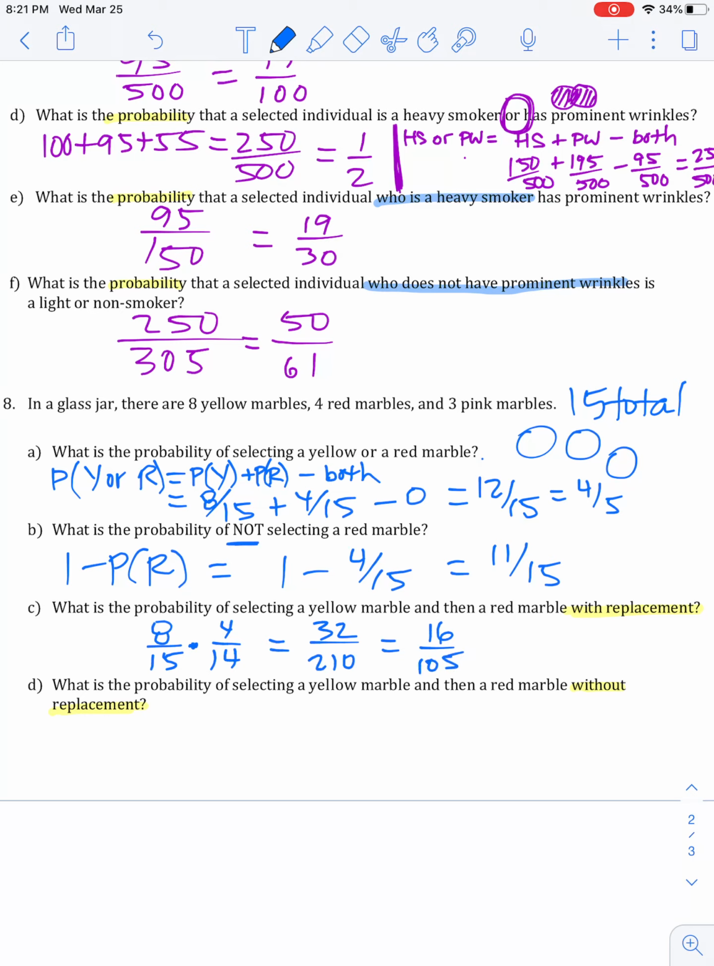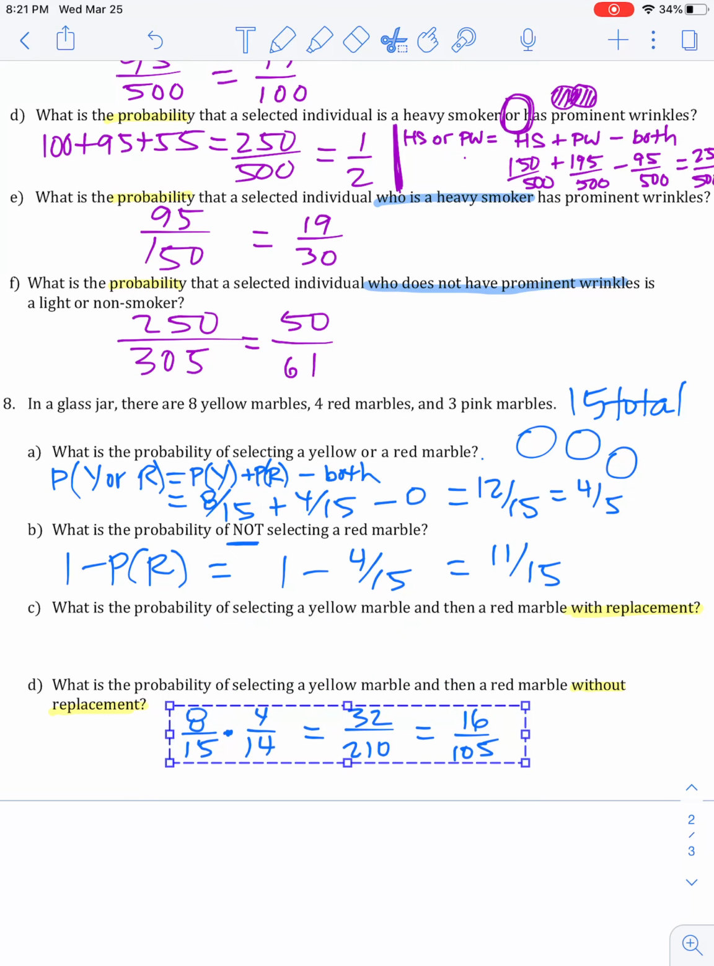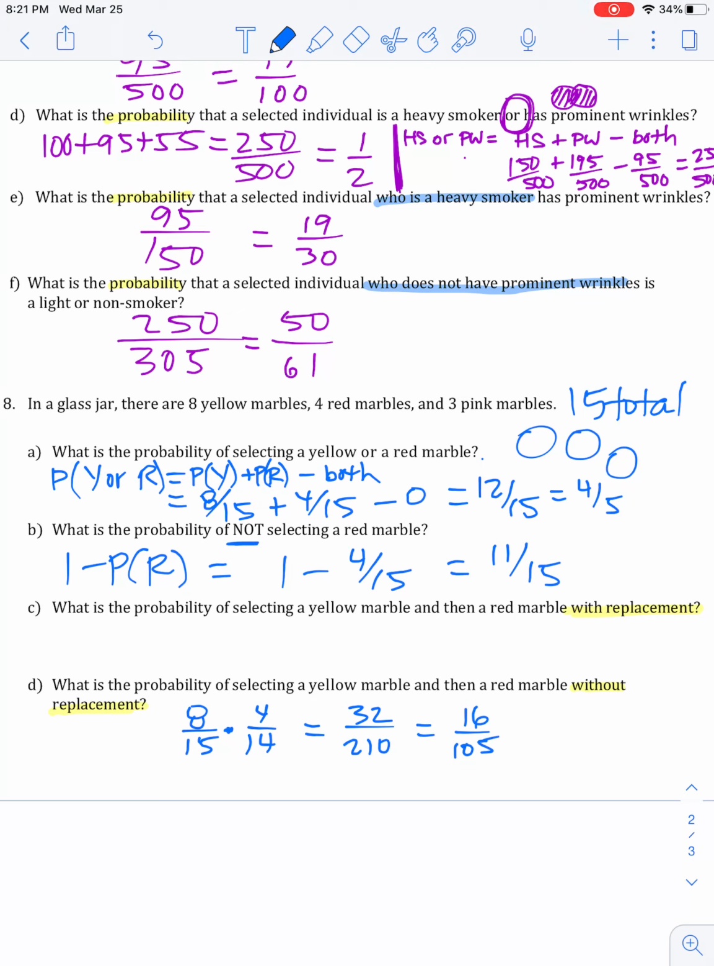Last question, what is the probability of selecting a yellow marble and then a red without replacement? That is what I just did. So I made a mistake because I was not paying attention to the directions. Good thing I'm using the iPad where I can just move everything below, and now we can go back and redo part C. I'll explain D in a minute.